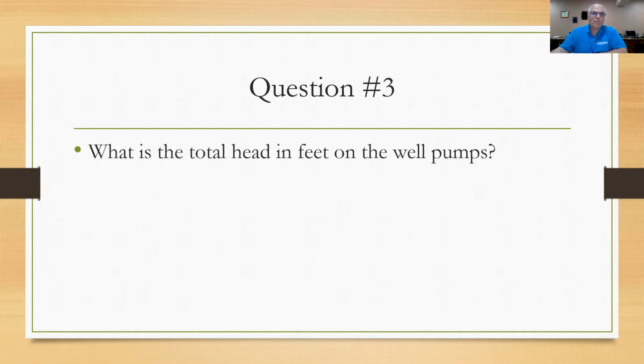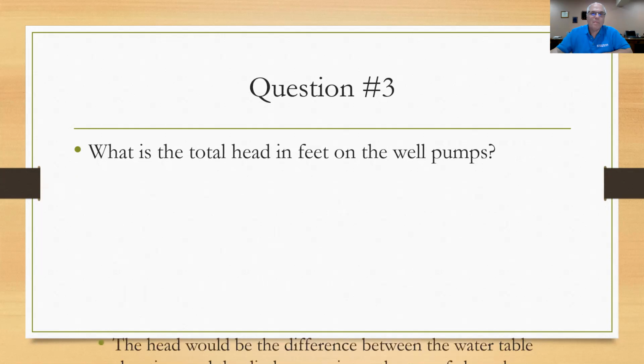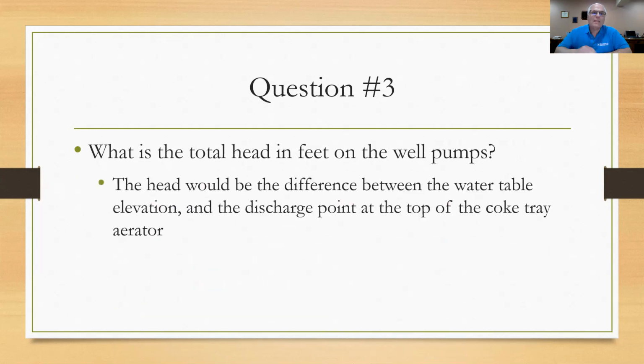Okay, here's question number 3. What's the total head in feet on the well pumps? This should be relatively simple. The head, as I see it, would be the difference between the water table, which is below the ground level, the pumps pump from, and the discharge point at the top of the coke tray aerator. So if I find those two dimensions on one of the drawings, which I find in the first drawing, I see that the head would be the difference between 1,035 feet and 932 feet, or about 103 feet of pumping head.